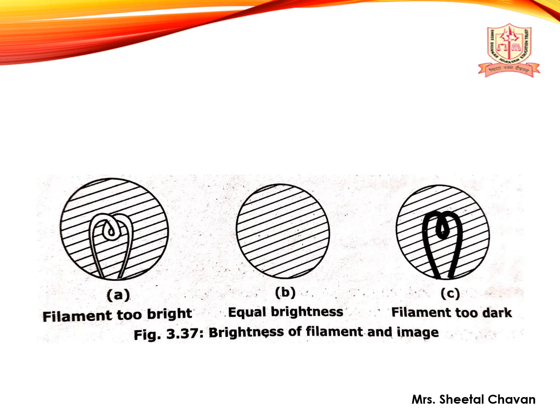Now see how the brightness of the filament and the image will appear. There are three conditions. First is when the filament is too bright, then when there is equal brightness, and in the third case, when the filament is too dark.